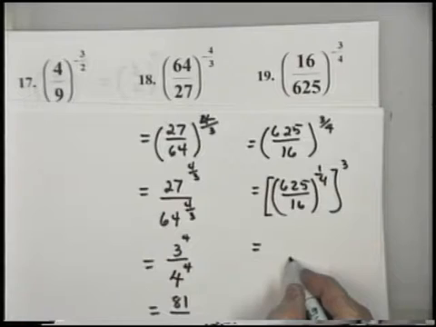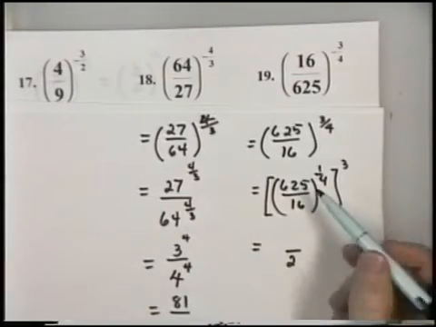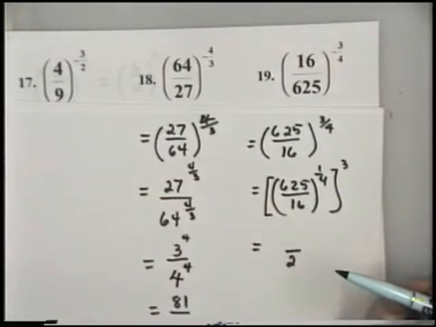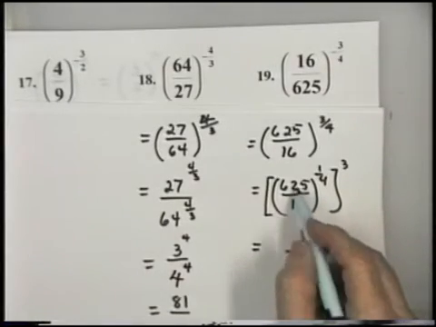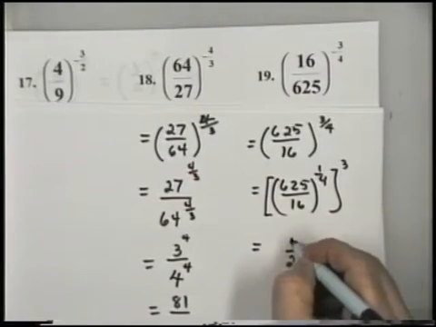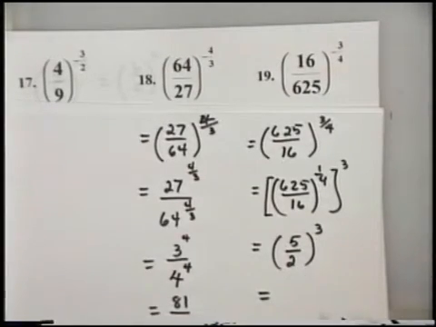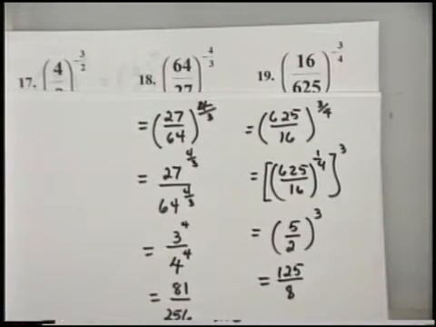Well, the 4th root of 16, that's easy. That's 2. Now the 4th root of 625 is, well, 625 is 25 squared, or 5 to the 4th power. So, yeah, the number that you've got to raise to the 4th power to get 625 is 5. And now cube that. And the cube of a fraction, you just cube both numerator and denominator. That'd be 125 over 8.